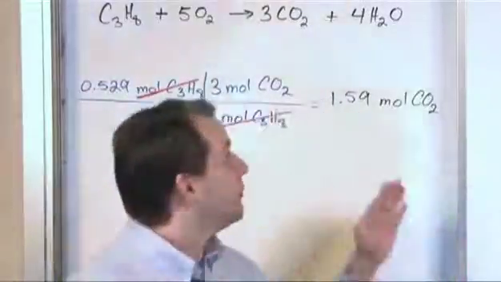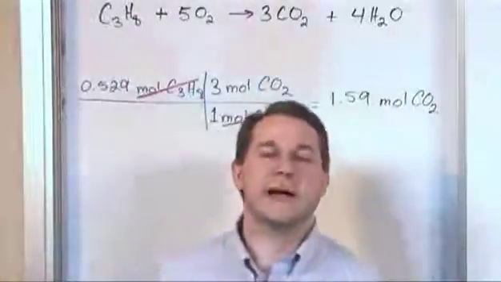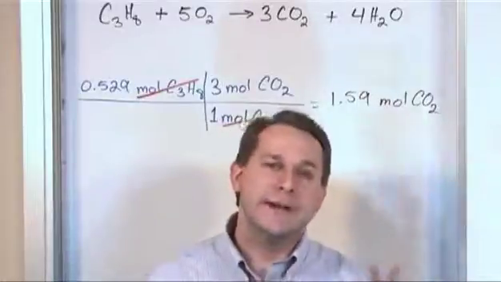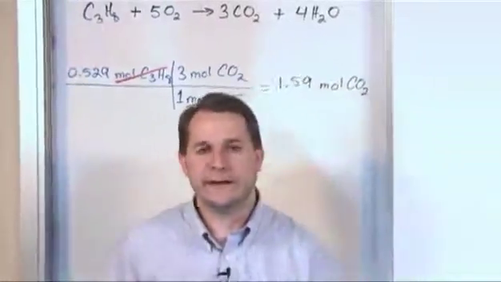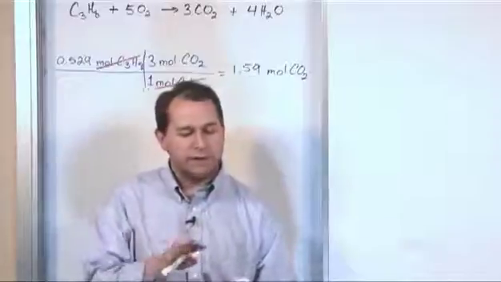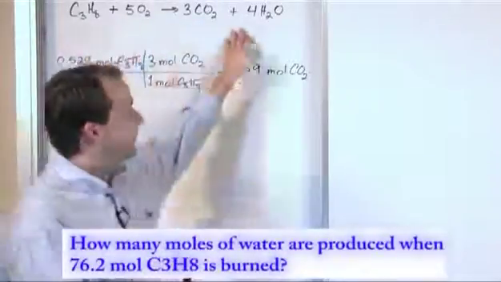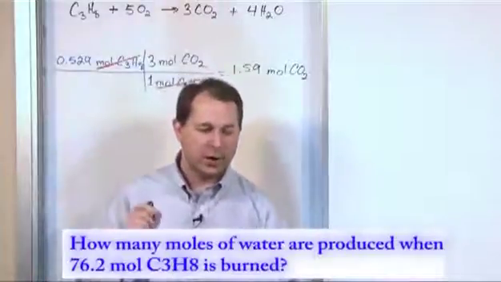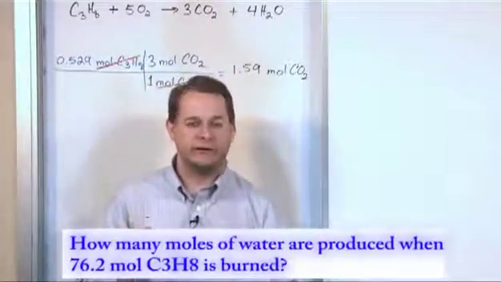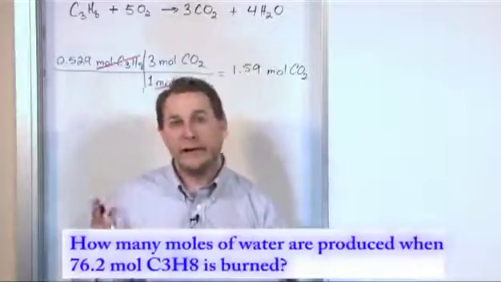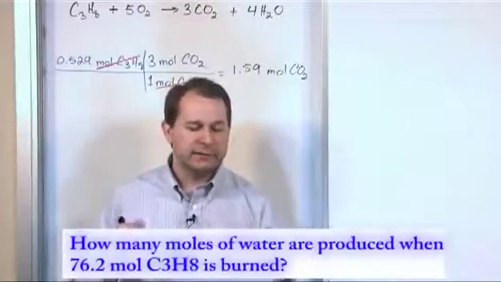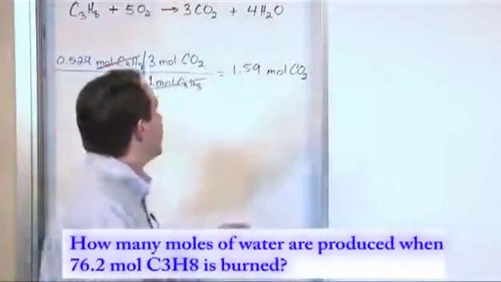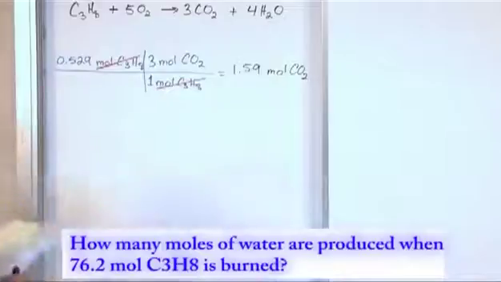Okay, so for the next problem, we're going to use exactly the same chemical reaction. I'm going to do a few of these problems with the same reaction so you can get a feel for basically what you're doing, so I'm not changing too many things on you at one time. So the next problem says, given again this reaction, which is balanced, we already discussed that, how many moles of water are produced when 76.2 moles of C3H8, which is the propane, is burned?